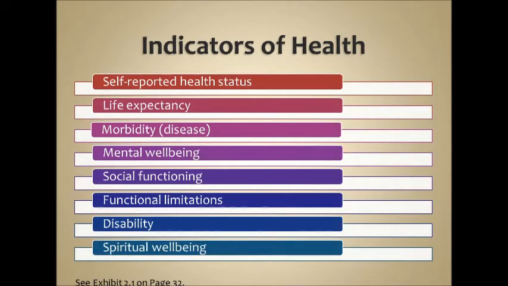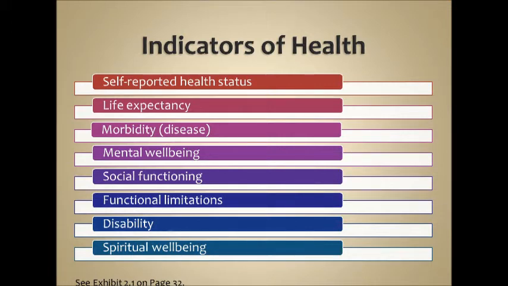Indicators of health are measurements you can take to see what the level of health is in you or another individual or in a population. For example, self-reported health status. You could survey a population and ask each individual how healthy they felt, whether it was very good, good, fair, or poor. And then you could see the proportion of people who said fair or poor, and you would get worried about them because that would be an indicator of ill health. Life expectancy is another one of those.